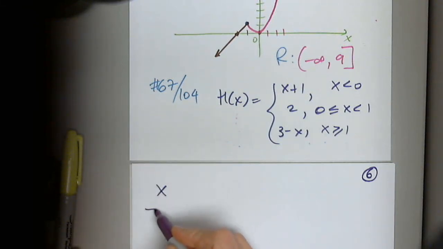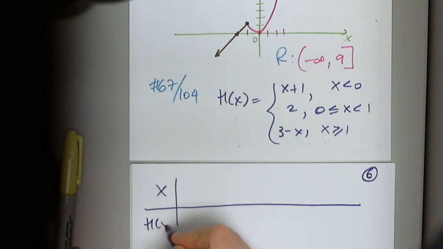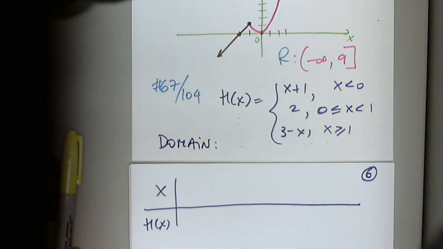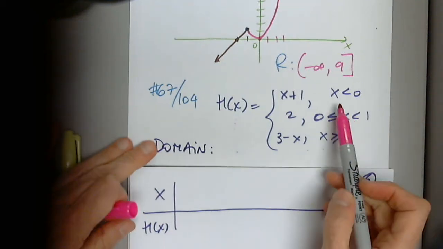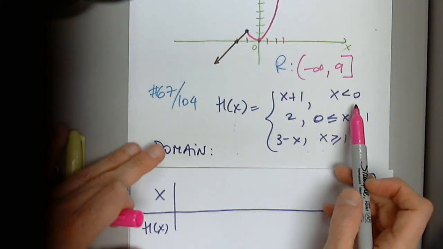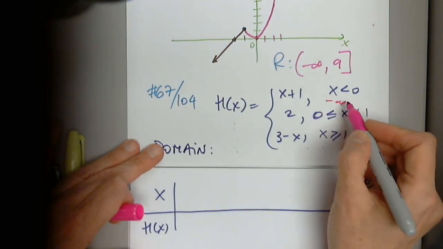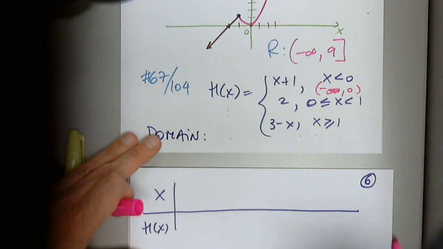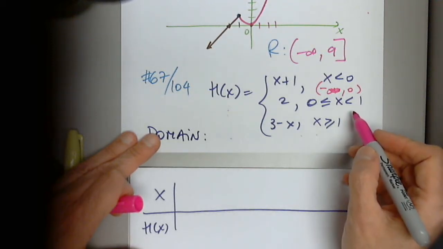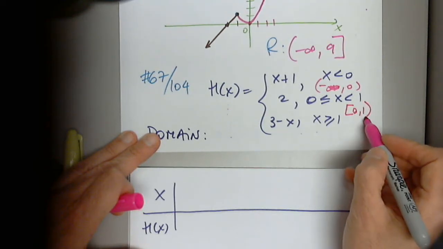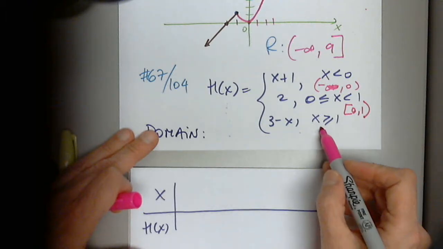First, I need to find a domain. Not all functions are defined on all real numbers. It may happen, but it may not. How will I write x less than 0 in interval notation? Negative infinity to 0 with parenthesis. Good. The middle branch: bracket 0, comma 1, parenthesis. Awesome. And the last one.